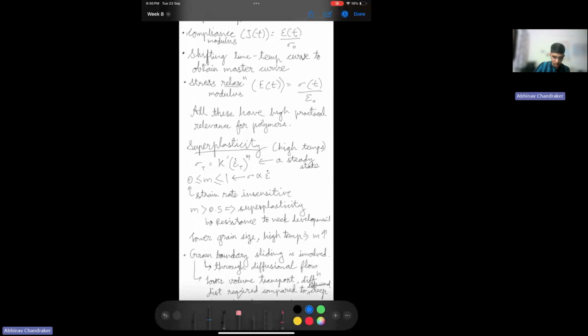This happens because there is a resistance to the development of a neck in the material. So as soon as the neck starts to develop, the strength of the material will increase a lot due to the strain rate, because the strain rate is reducing there. As a result, the further deformation will be at other places, and overall the deformation will be uniform.